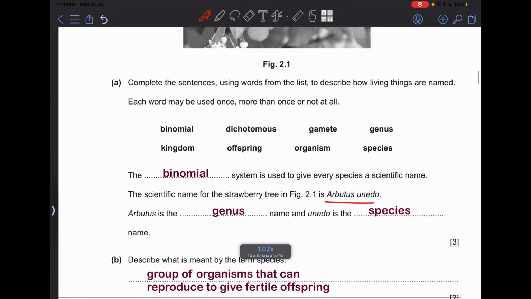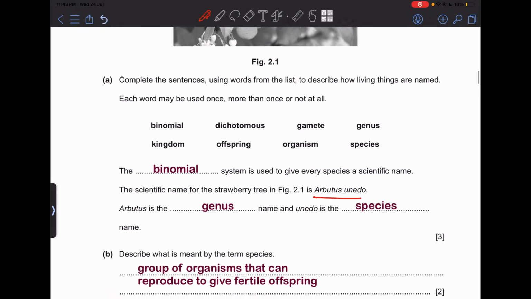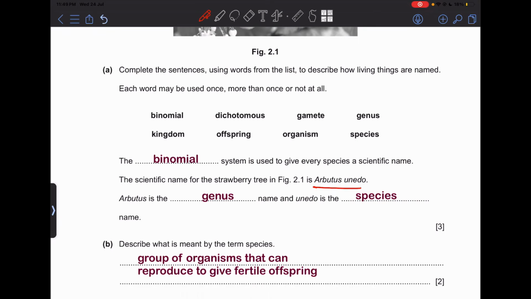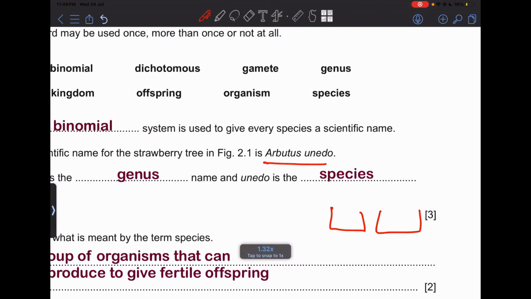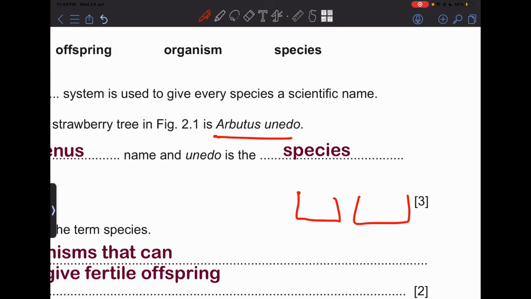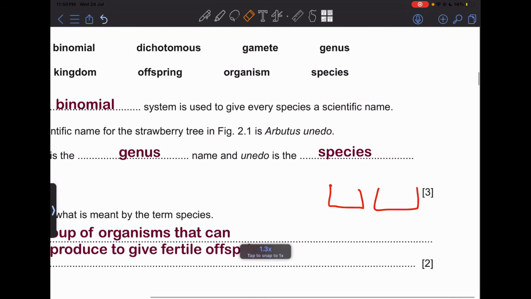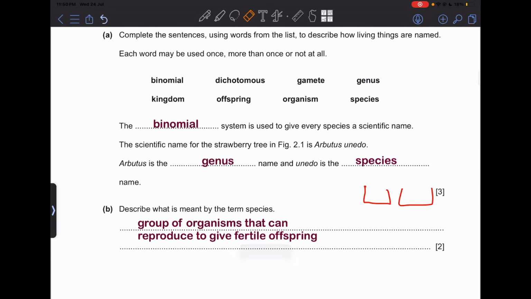So genus, as we all know, in the binomial system, the name is divided over 2 parts, 2 sections. The first section of the name has to start with a capital letter. It is called the genus. And then the second one is the species name. So it is divided like that. The first one is the genus name, and the second one is the species name. So this is the binomial system.